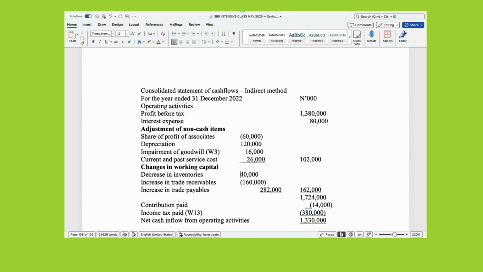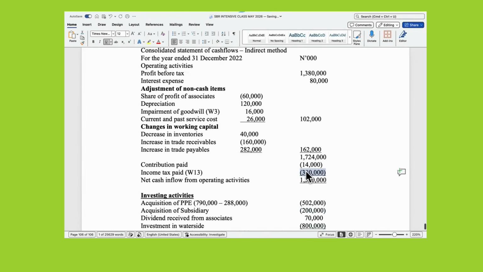Then I did my changes in working capital. Inventory decreased, that is an inflow. Receivables increased, that's an outflow. Payables increased, that's an inflow. So if I accumulate the 3, I have 162. So if I add all this together, it gives me 1724. Then don't forget the contribution that we paid on that retirement benefits, outflow. Then I deal with my tax that we worked in workings 13, outflow as well. So I get my net cash inflows from operating activities.